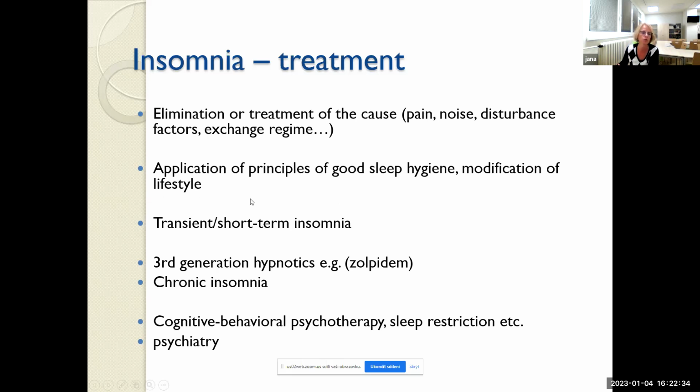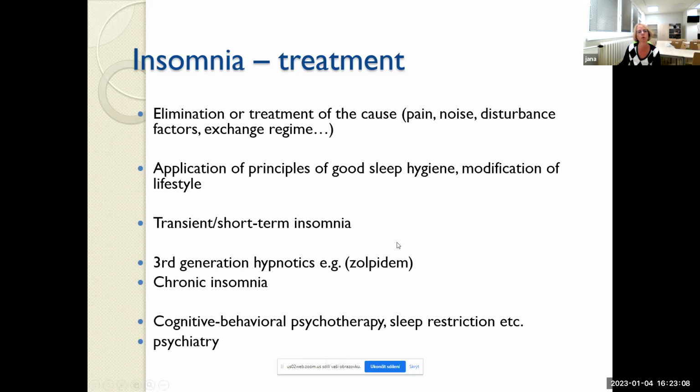Of course, the patient should strictly follow the sleep hygiene recommendations, like going to sleep regularly and not drinking too much alcohol before they go to sleep. They shouldn't exercise in the late evening hours because the body would be too excited, so they should just modify their lifestyle. If the insomnia is short term, transient, then it could maybe resolve spontaneously.